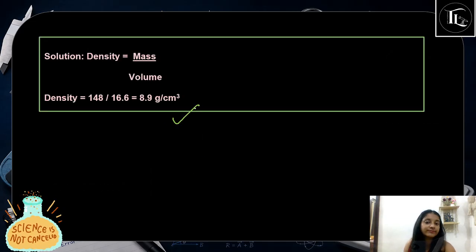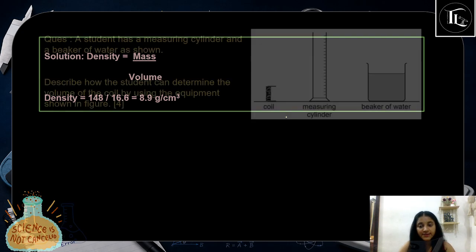Here is the work. Density is mass divided by volume. Mass is given, volume is given. Substitute the values. Calculate. I hope all of you got the answers.